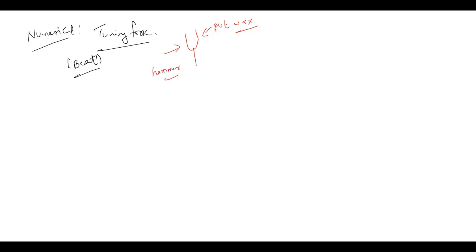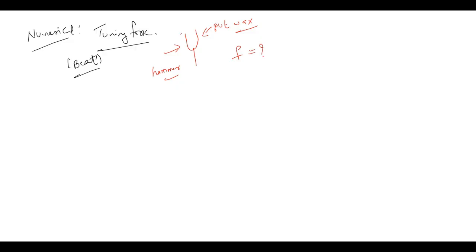So questions will be based on tuning fork. When it comes to the concept of beats, questions will be on tuning fork. How they are going to ask is, if you have this tuning fork, and you don't put wax and you just strike with a hammer, it will produce frequency f. Let us consider f frequency is produced.